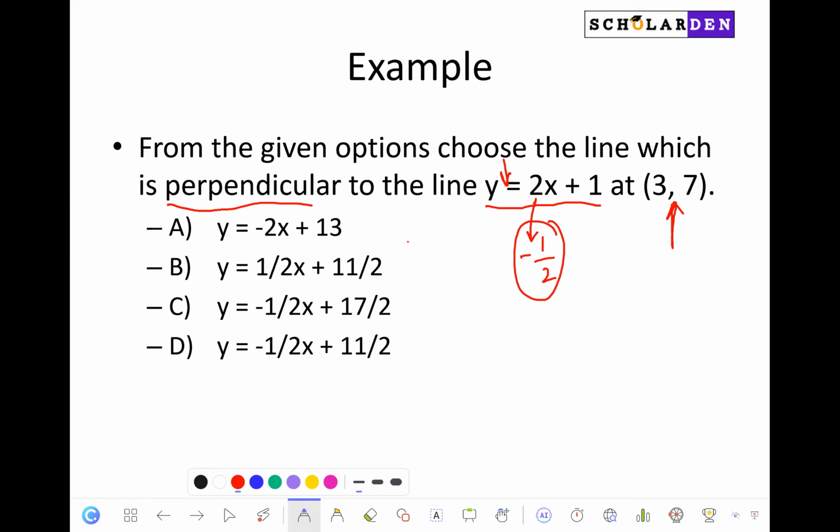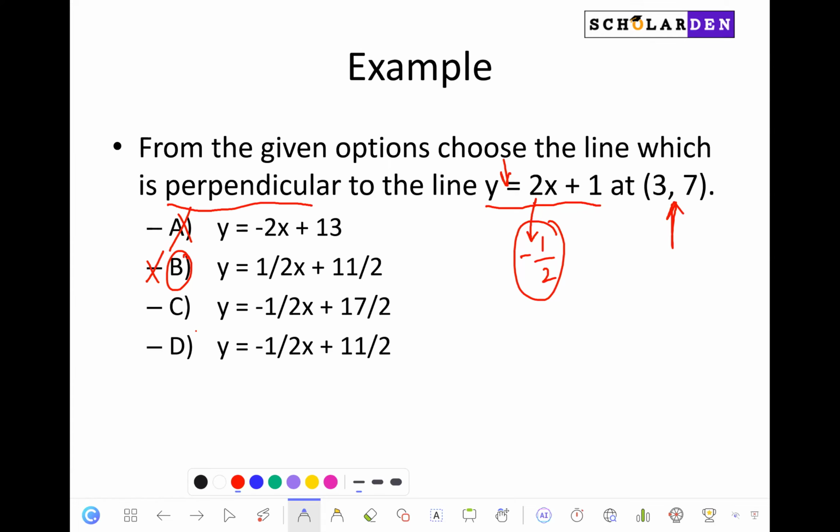With this criterion, this option is invalid. We don't even need to draw this because the slope is incorrect. This option is incorrect again, because this has a slope of 1 over 2. Now, these are two valid options. Either of them could be a potential line, and now we have to see how we find that out.